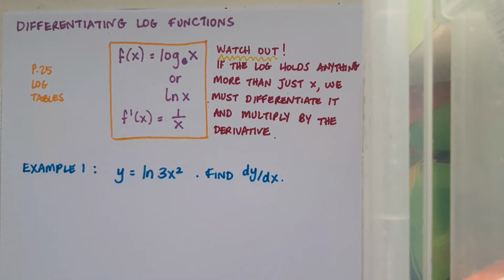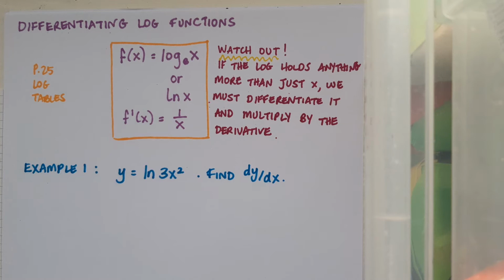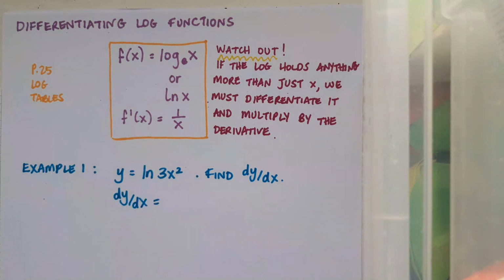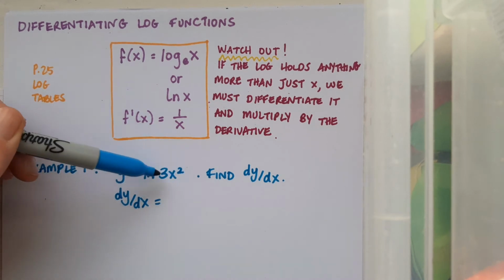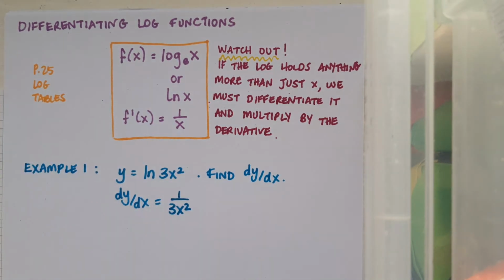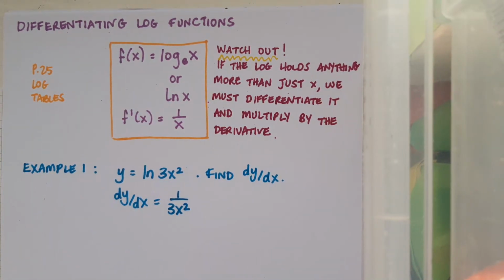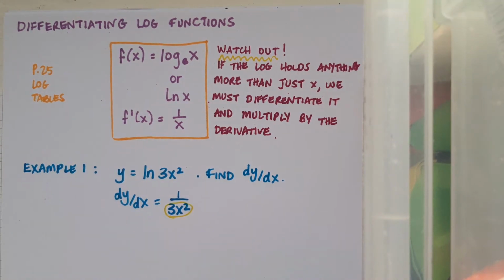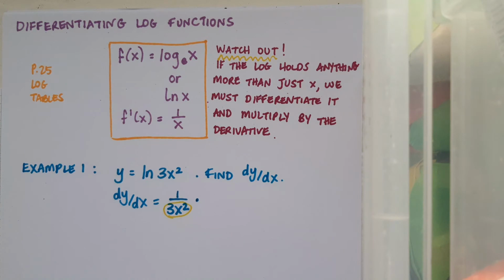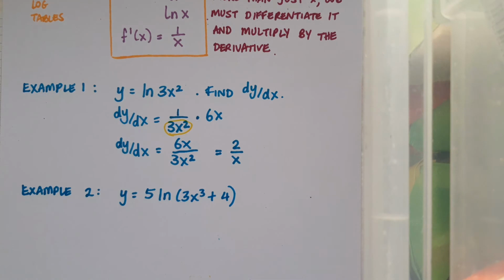So here's our first example. y equals ln 3x squared. We want to find dy/dx. So first we'll reference the rule from the log tables. And we'll say that whatever our log is of, we'll have to say 1 over that. But I'm not just done yet. I'm going to have to also differentiate this 3x squared because it's not just an x. And I'll multiply the result on the end. In this case, that'll be 6x. And I'll tidy up a little bit to give 6x over 3x squared, which we can cancel down to give 2 over x.